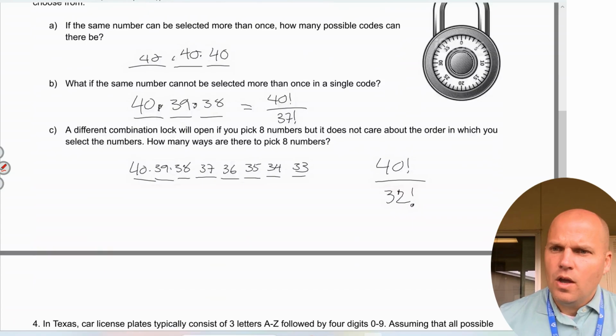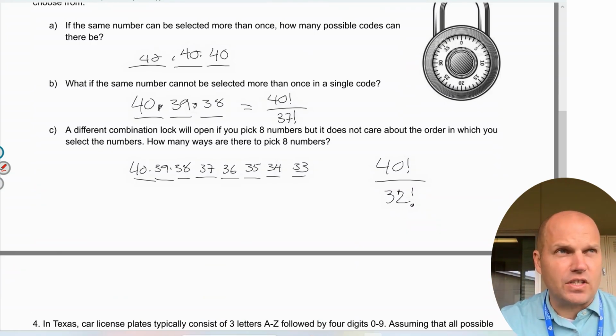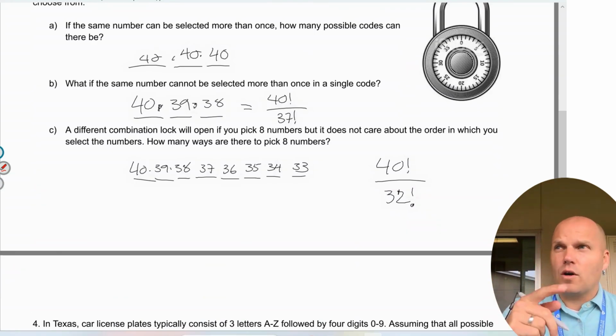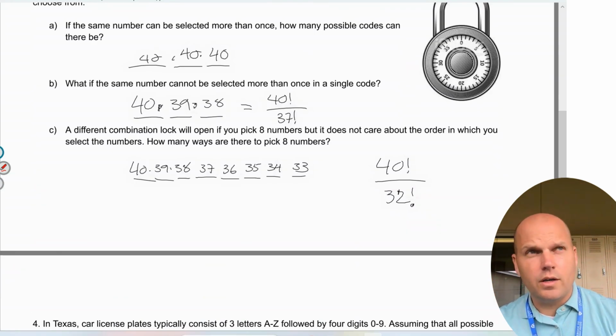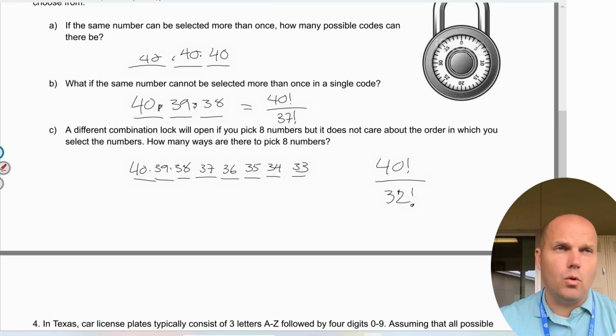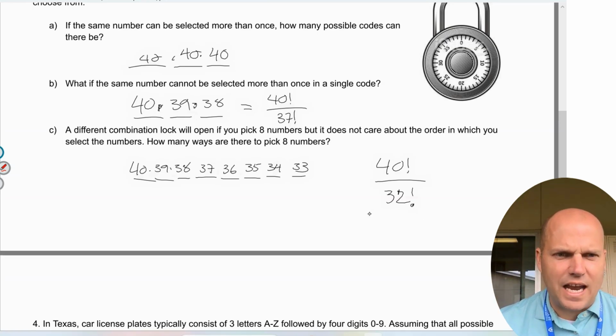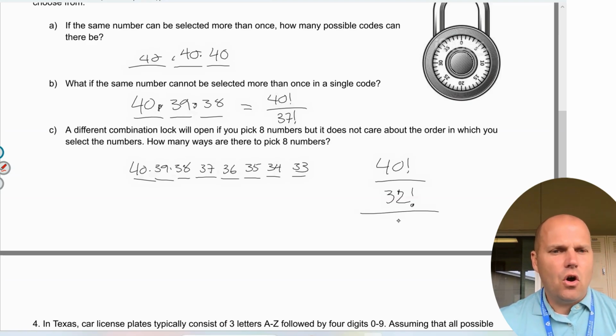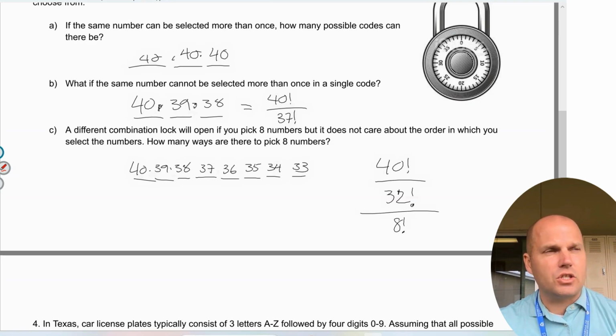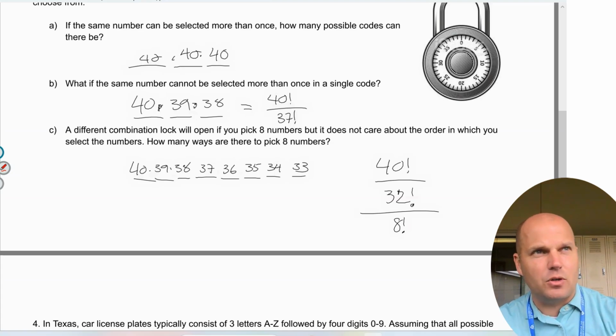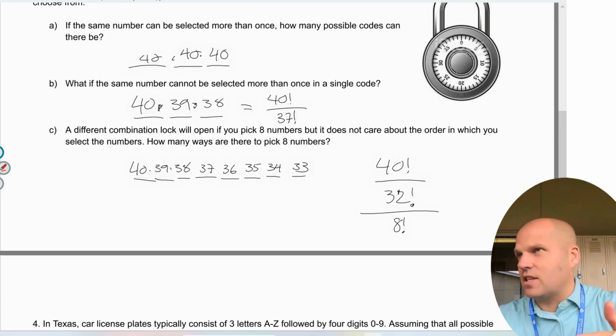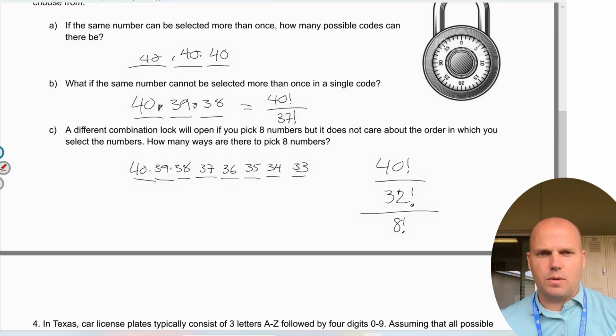However, every time I pick 8 numbers, if I pick 1, 2, 3, 4, 5, 6, 7, 8, or if I pick 8, 7, 6, 5, 4, 3, 2, 1, they're going to be the same code or the same combo, which means I need to divide out all of those ways to pick the 8 same numbers, which is 8 times 7 times 6 times 5 times 4 times 3 times 2 times 1.